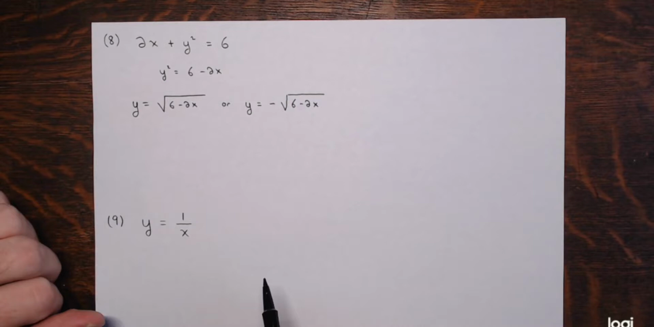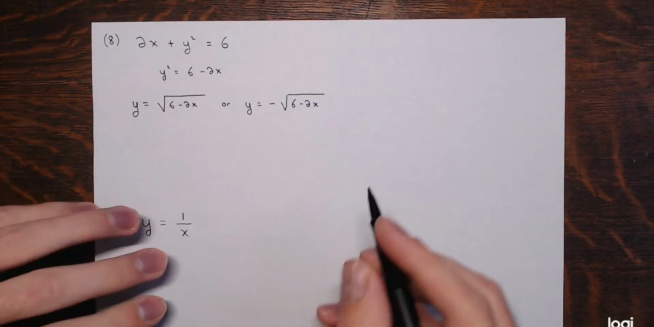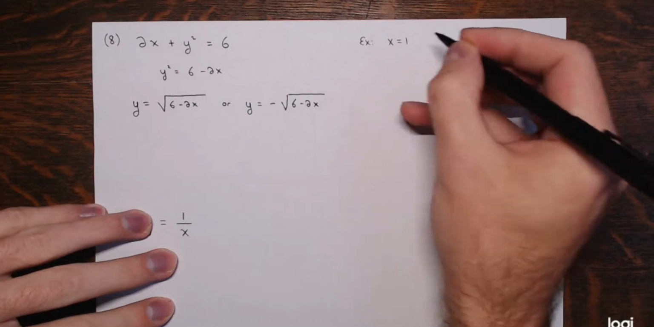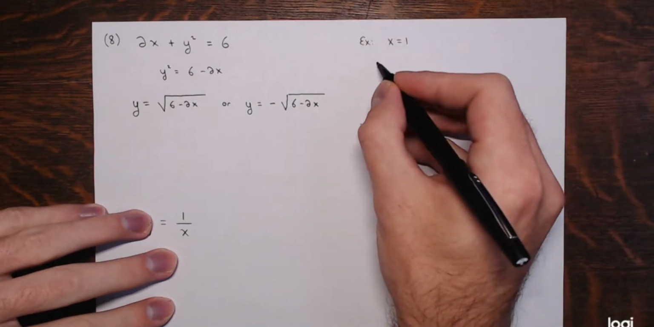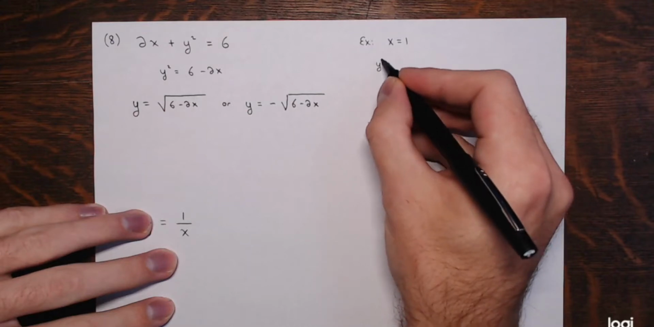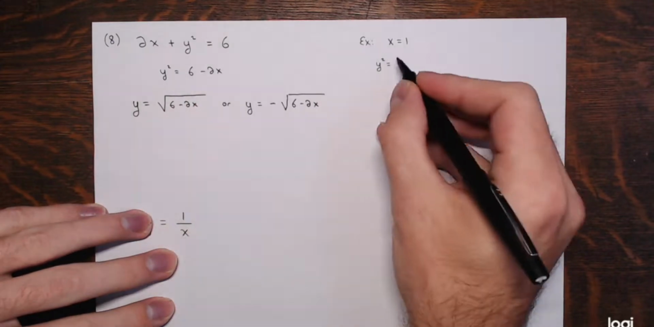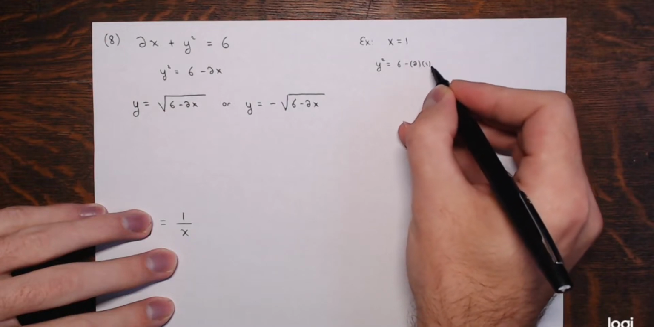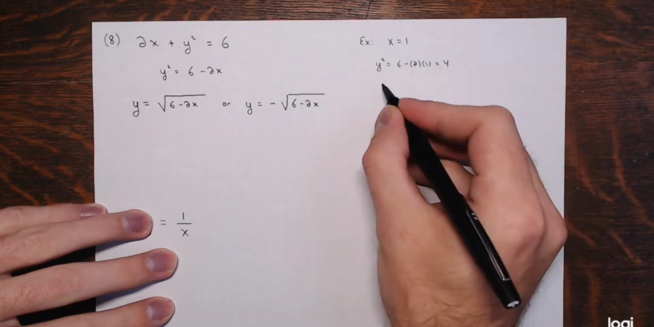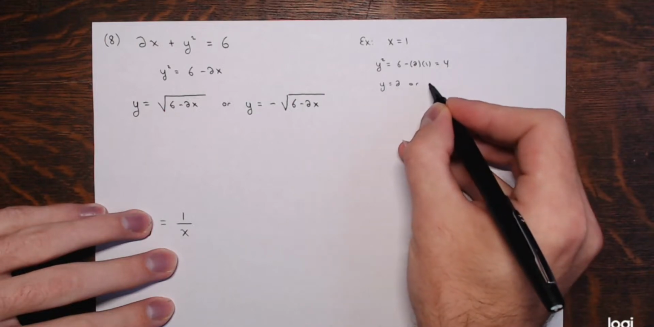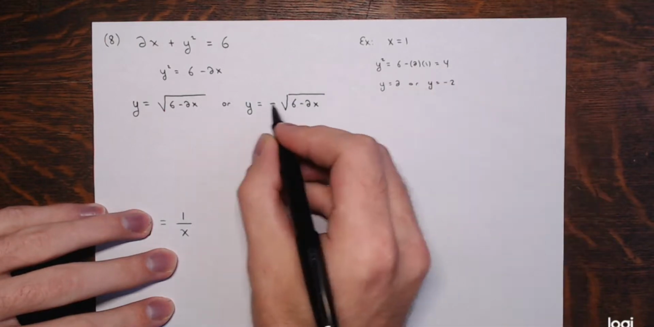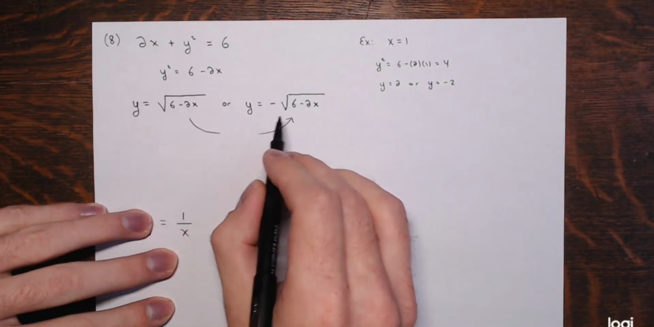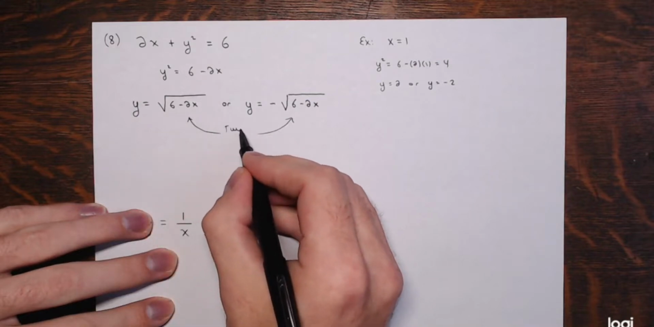All right, so for example, again, if the input was x equals 1, we'd have y squared equals 6 minus 2 times 1, which is 4. And if y squared is 4, that means y could be 2 or negative 2, going into both of these equations here. There are two expressions that y can be equal to that involve x in this equation.